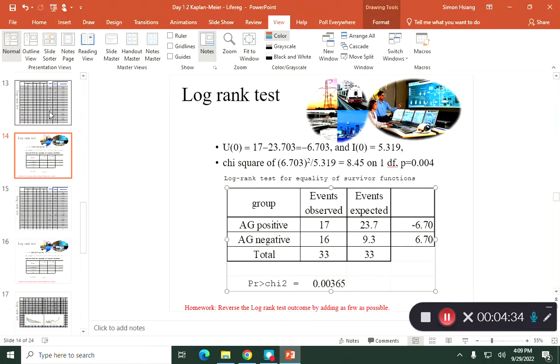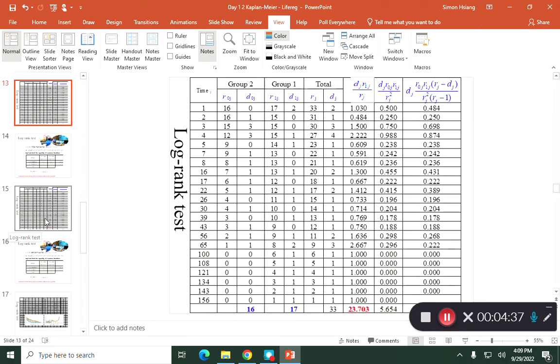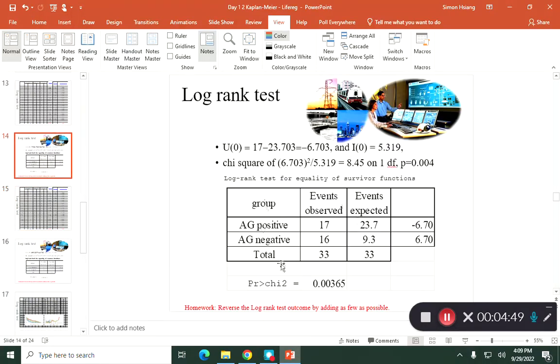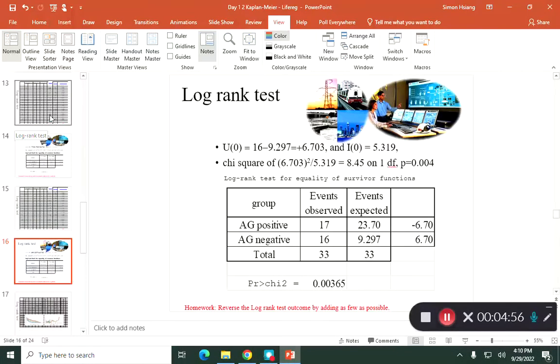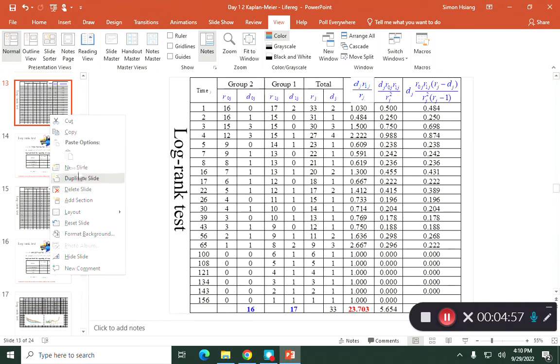That's the same thing. But here I'm going to show you two slides. One is using group 1 as the frame of reference. One is using group 2 as the frame of reference. Both will generate this 2x2 table. So first, let me show you using group 1 as the example.